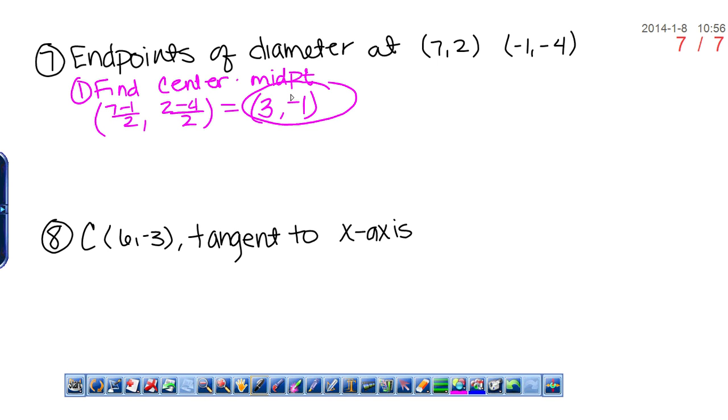All right, now you find the radius. You can either find the total distance of the diameter and divide by 2, or you can now work it like we did number 6, because we have the center, and you can pick one of these points and do it just like we did number 6. So go ahead and find your radius and come up with the equation of this problem.